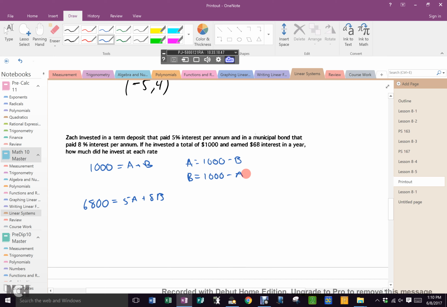What's your answer? Somebody give me their answer. A is 400 and B is 600, yes? Okay, let's check. 5 times 4 is 2,000, 8 times 6 is 4,800. Is 2,000 and 4,800 6,800? Yes, so we're right. Is everybody good?